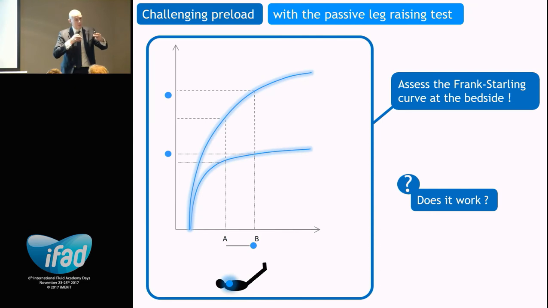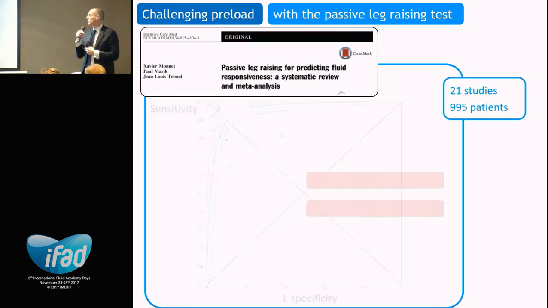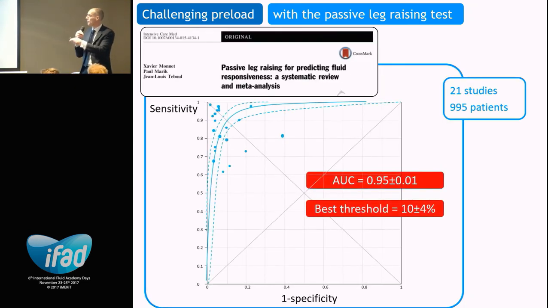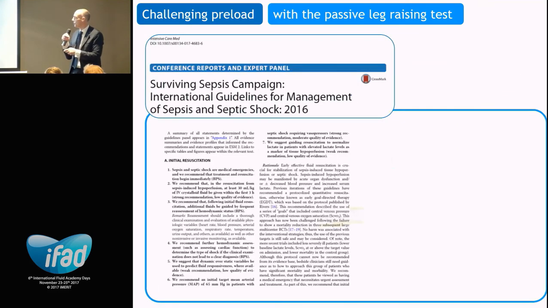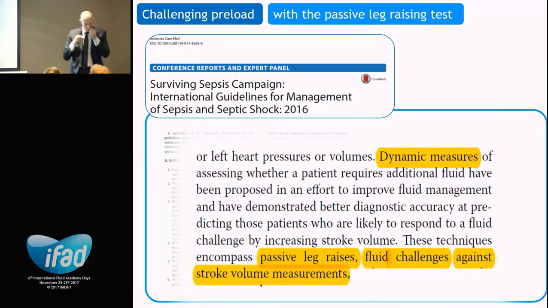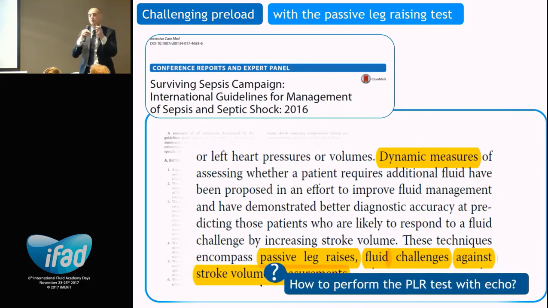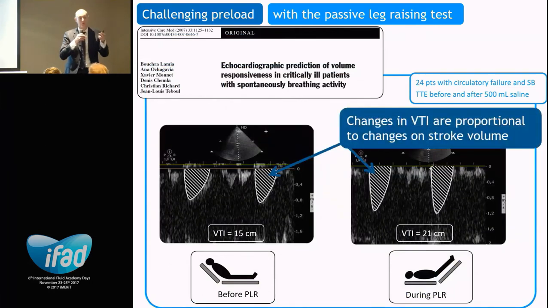Does it work? Yes, many studies have shown that it is useful, included in this meta-analysis, and there is another one that's been published with a number of patients. You see good area under the ROC curve, and it's likely the reason why it's been included in the last recommendations of the Surviving Sepsis Campaign. Okay. How is it possible to assess passive leg raising with echocardiography if you have no other monitoring of cardiac output?